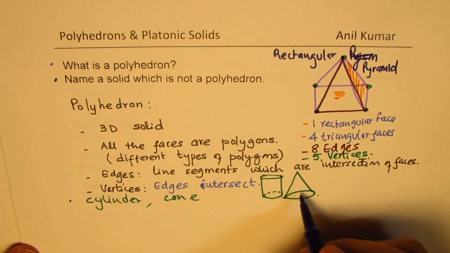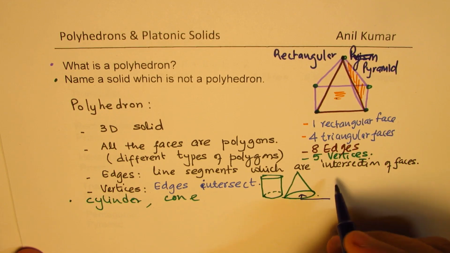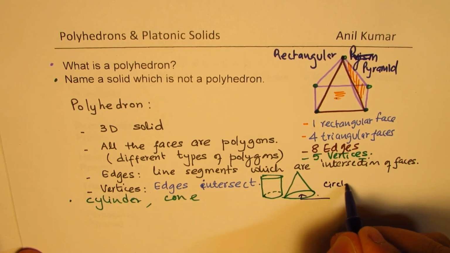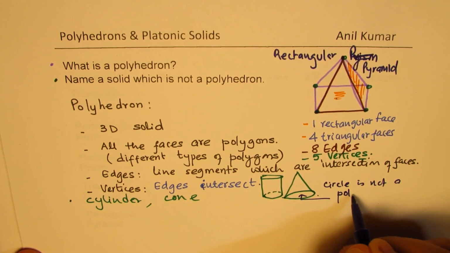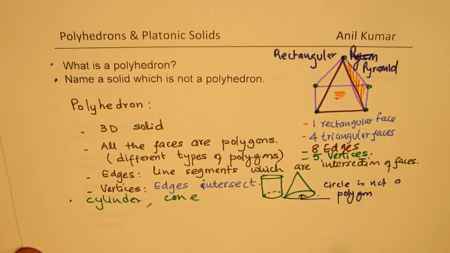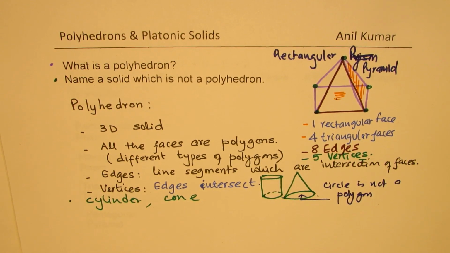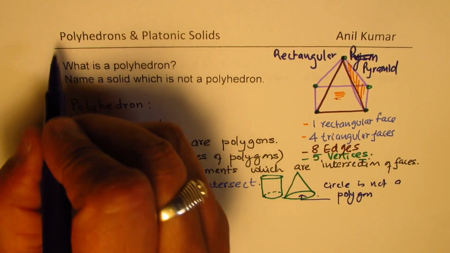So the face, a circle, is not a polygon. So the face, which is a circle, is not a polygon, and therefore this is not a polyhedron. Is that clear to you? Correct? So that is how we actually distinguish between these different 3D shapes, right? So we are talking about 3D shapes here.